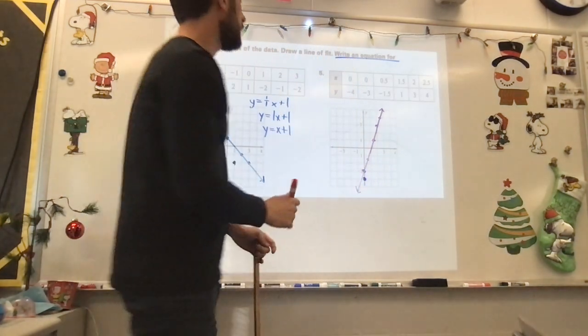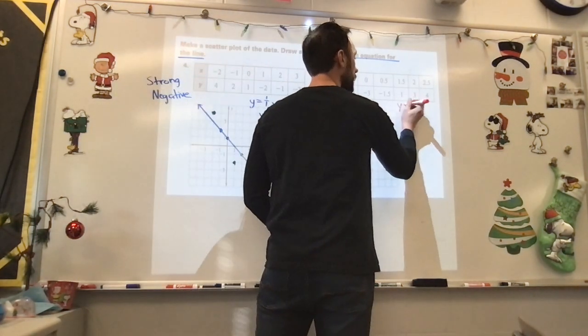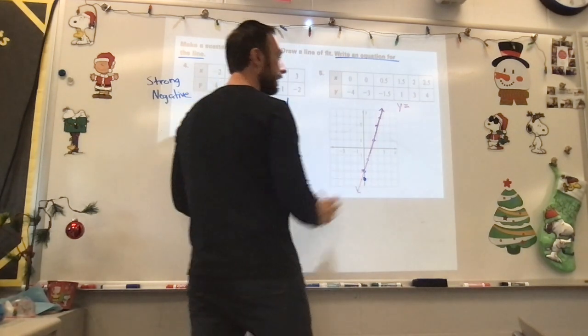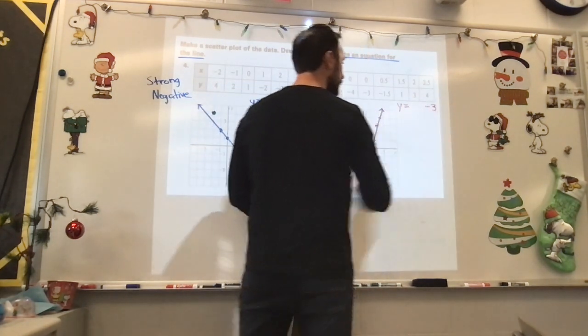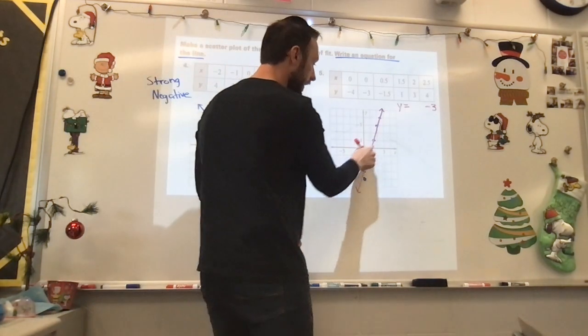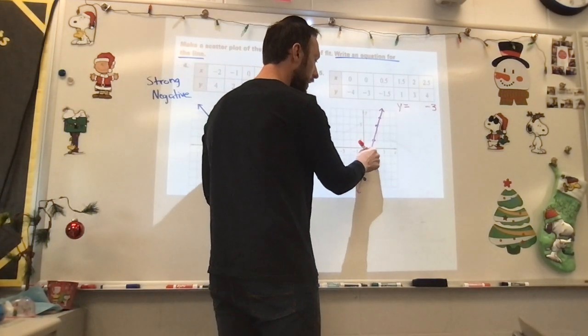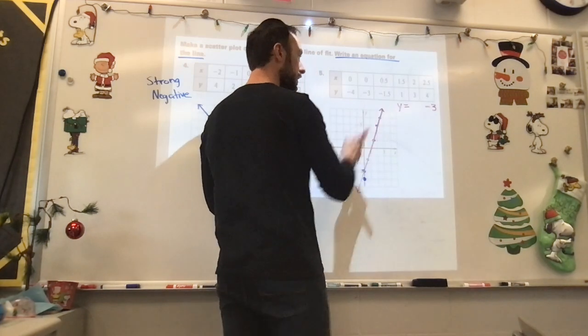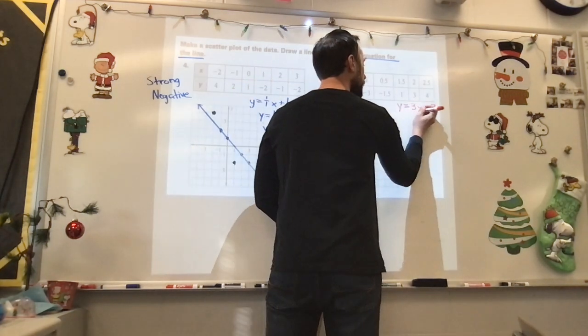So my equation would be y equals, it crosses at -3, so it'd be -3 as my y-intercept. And if we look for some good points, I would say maybe from here to there, I go up 1, 2, 3 over 1, up 1, 2, 3 over 1. So that's pretty good. So I'd be left with y equals 3x minus 3.